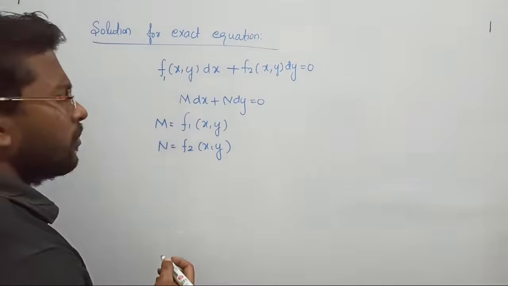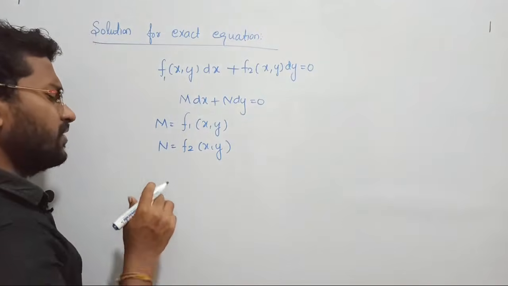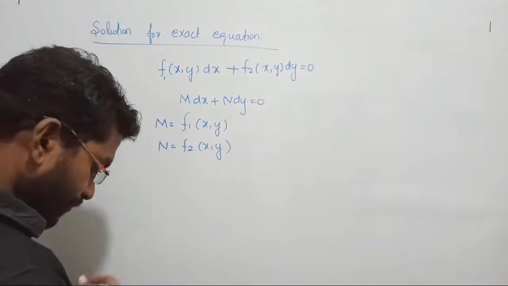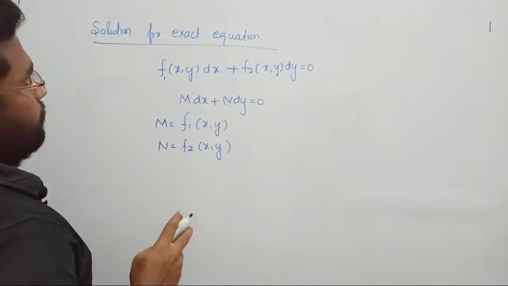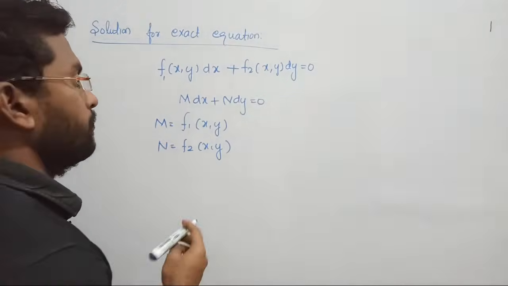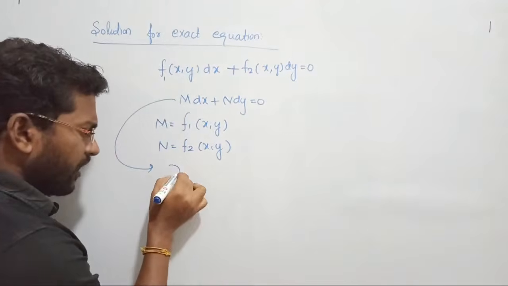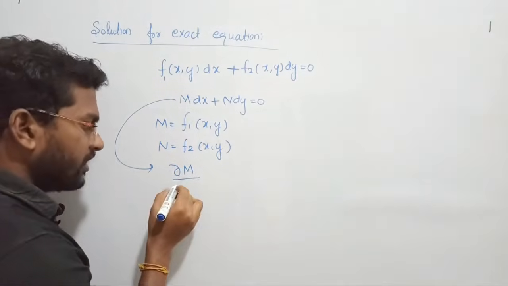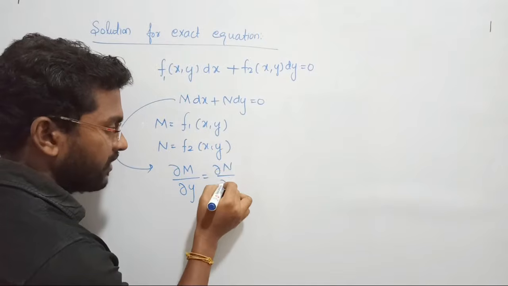Now an equation has come in this format, right? Your target is, please wait a second. Okay. Fine. What is the solution for this? See, first you differentiate m, that is called partial differentiation, right? Differentiate m with respect to y, differentiate n with respect to x.